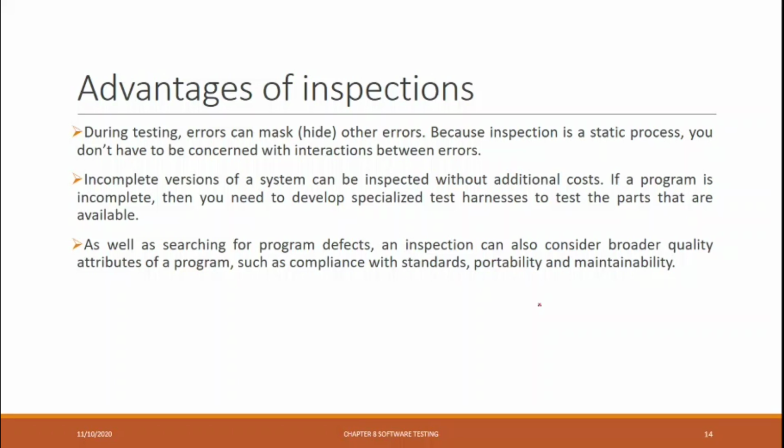If a program is incomplete, then you need to develop specialized tests to test the parts that are available, as well as searching for program defects. And inspection can also consider the quality attributes of a program. So to search for program defects, not only testing, even inspection plays a very vital role in finding problems in the system. That is one of the advantages of having inspection in the testing part also.